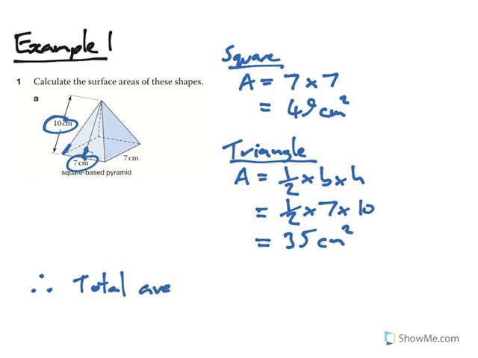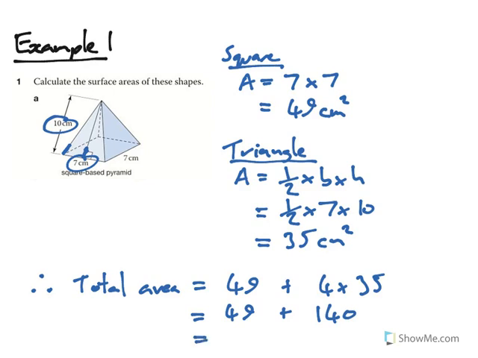So total area is going to be the square, which is 49, plus the triangles. There's 4 of the triangles, so it's 4 times 35. And if I add all those together, 4 times 35, 4 times 30 is 120, 4 times 5 is 20, that's 140. So the total surface area for this one should be 189 centimetres squared.